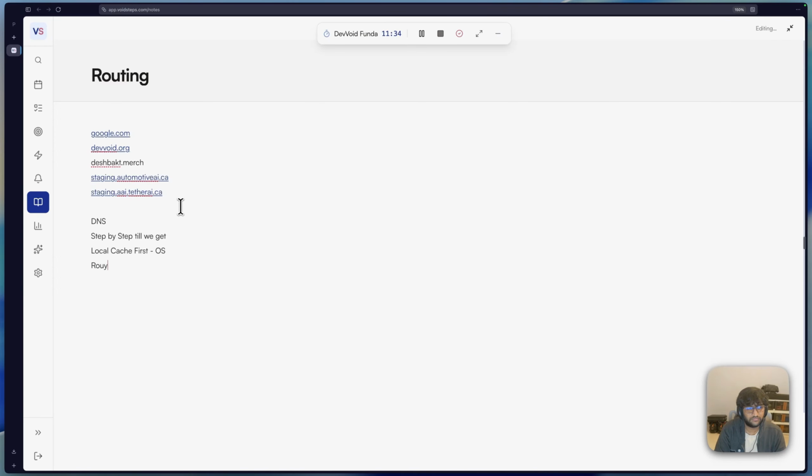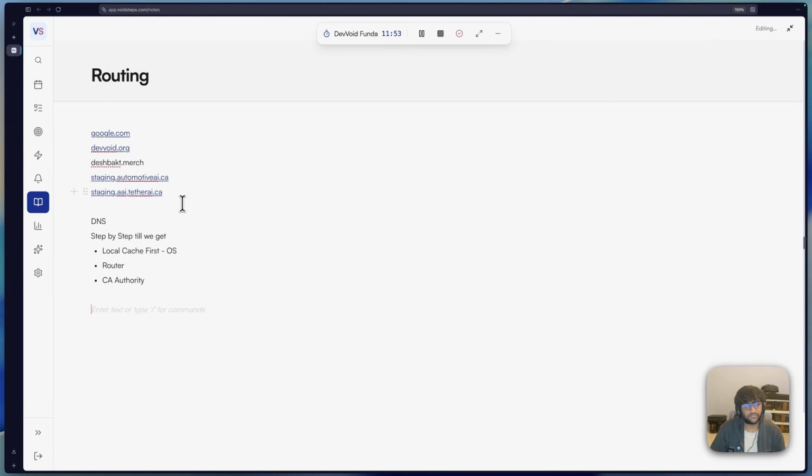I might be missing a few things in between after the router actually. So yeah, that's how it goes. But it's just basically looking up a name, a key-value search, where the key is generally this domain, and the value is generally the IP address that we want to go to.